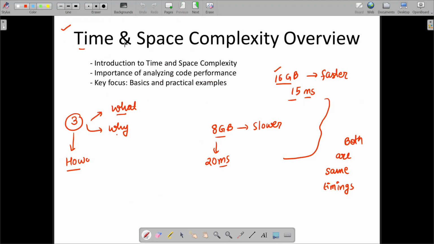So basically, we started with the idea of time and space complexity. What is time and space? Whenever I start a topic, I will talk about three things: what the topic is, why we are studying it, and how we will study it. I gave you an example of 8 GB RAM and 16 GB RAM. We can't judge an algorithm on these things, right?